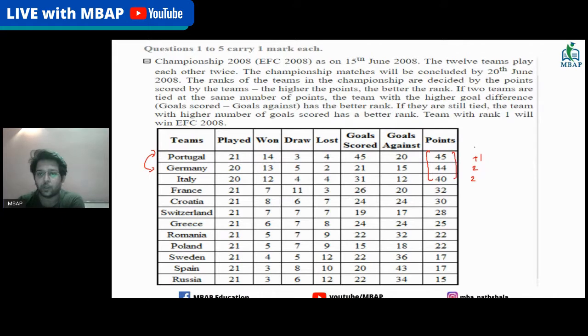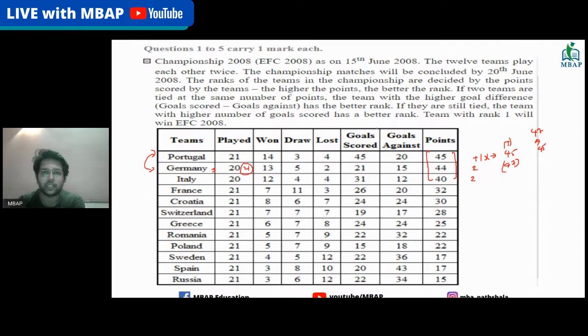Portugal lost the match, so the total points for Portugal will be 45 only. Germany wins the 21st match, so the total becomes 47. Plus 3 will become 47. 47 is more than 45.